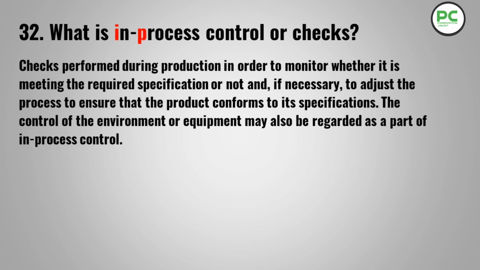What is in-process control or checks? Checks performed during production in order to monitor whether it is meeting the required specification or not, and to adjust the process to ensure that the product conforms to its specification. The control of the environment or equipment may also be regarded as a part of the in-process control.